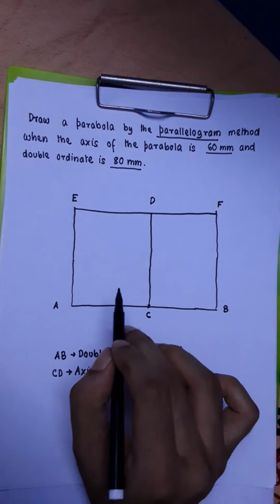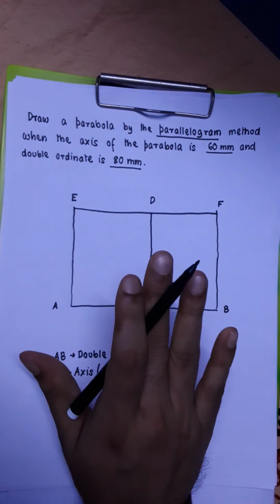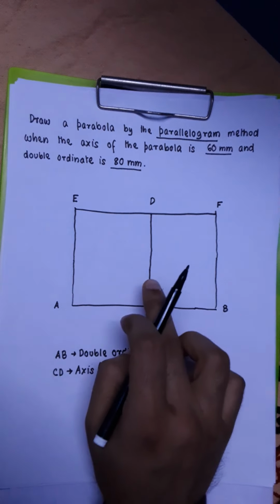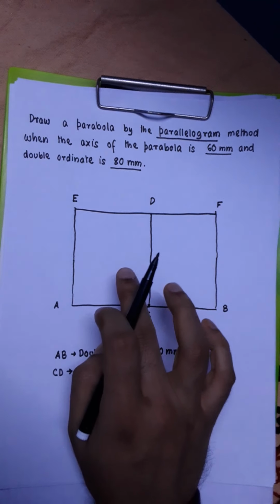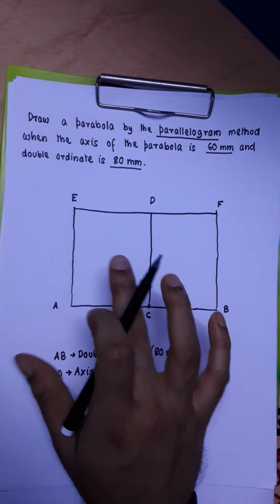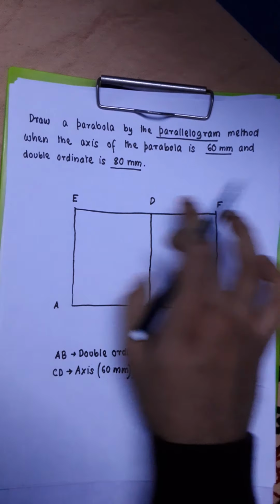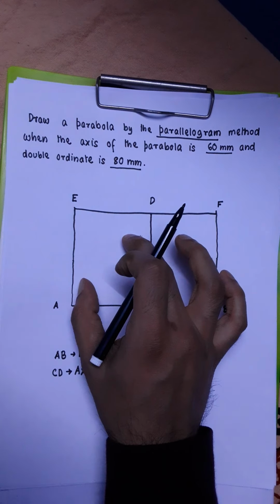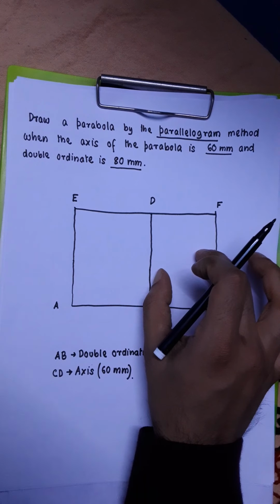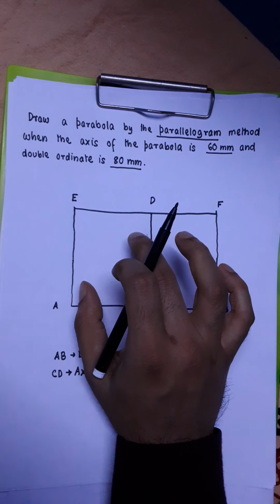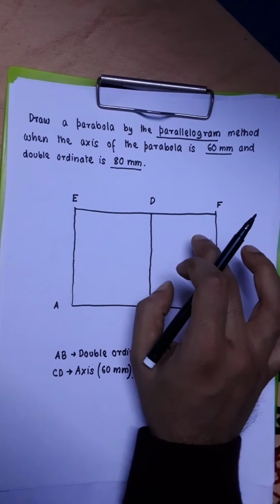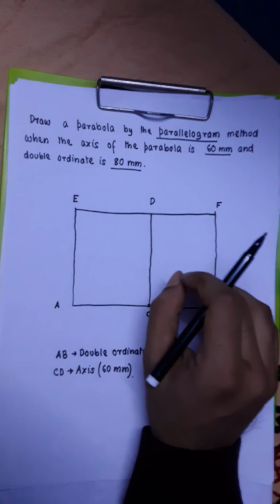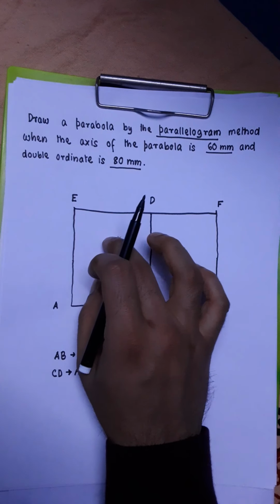Now this rectangle or parallelogram EFBA is divided into two halves, EDCA and DFBC. So one half of the parabola will be present here, another half of the parabola will be present here. So whatever construction you do here, if you repeat the same construction here, you are going to get the two halves of the parabola. So first I am telling you what to do here.